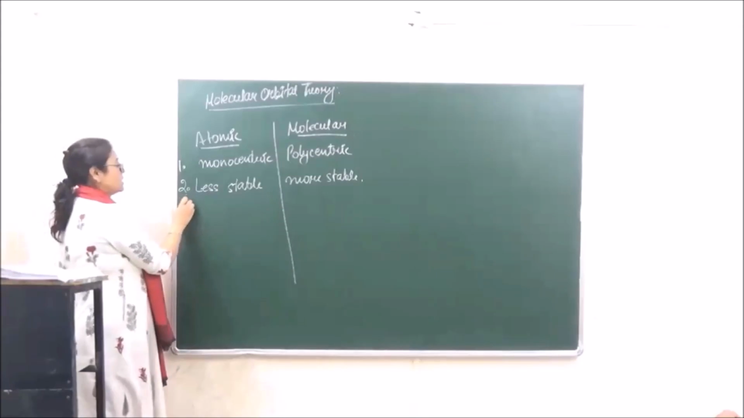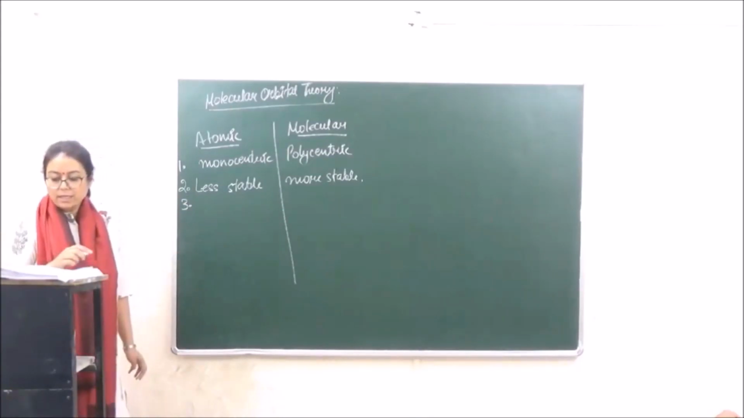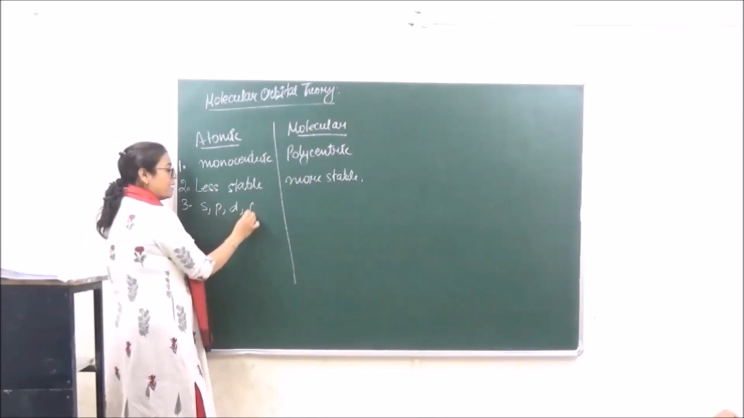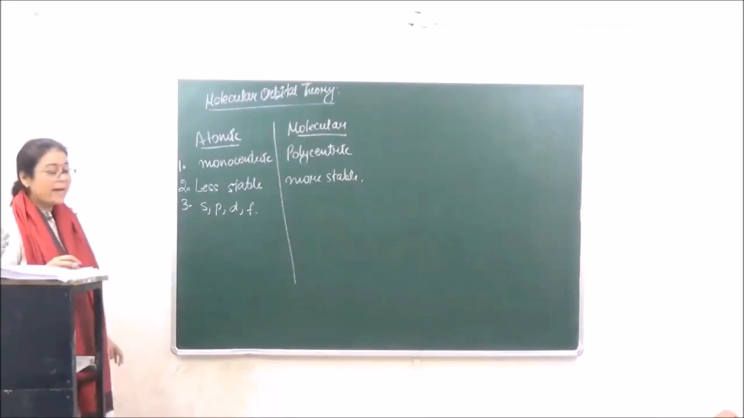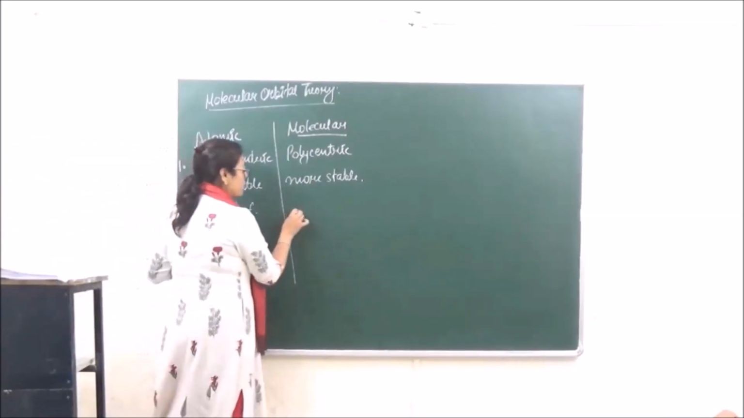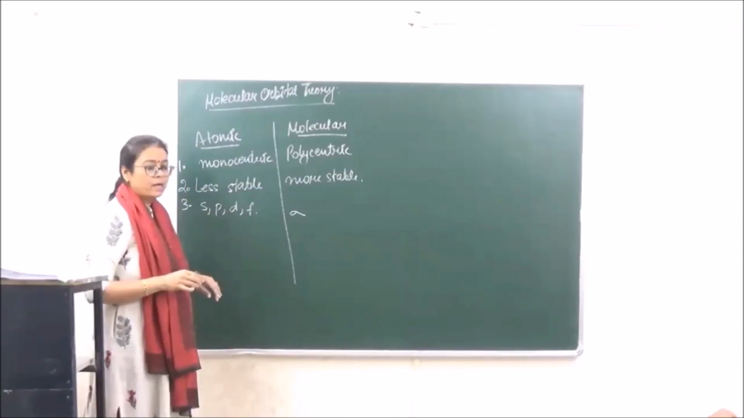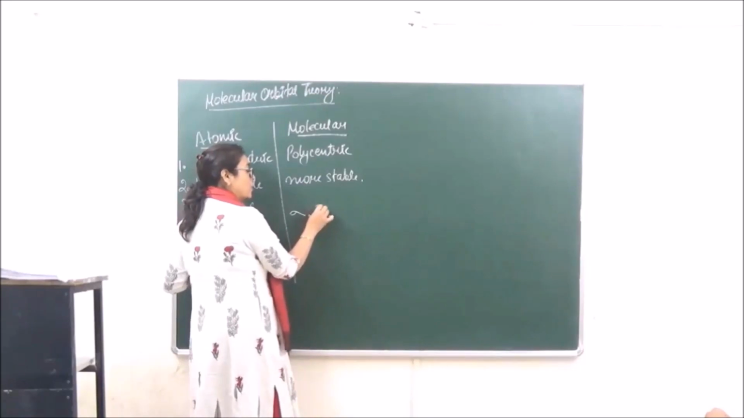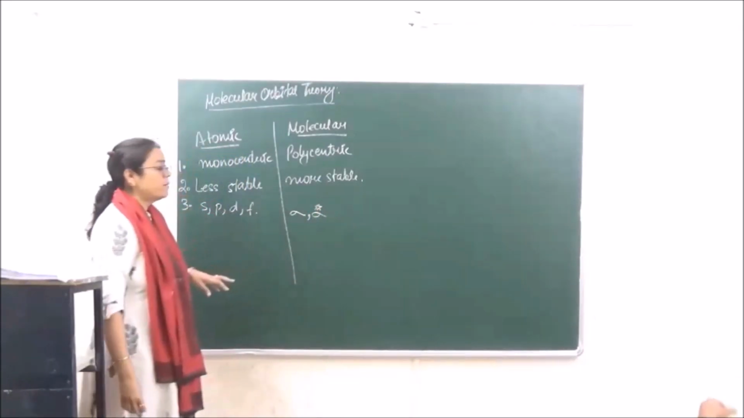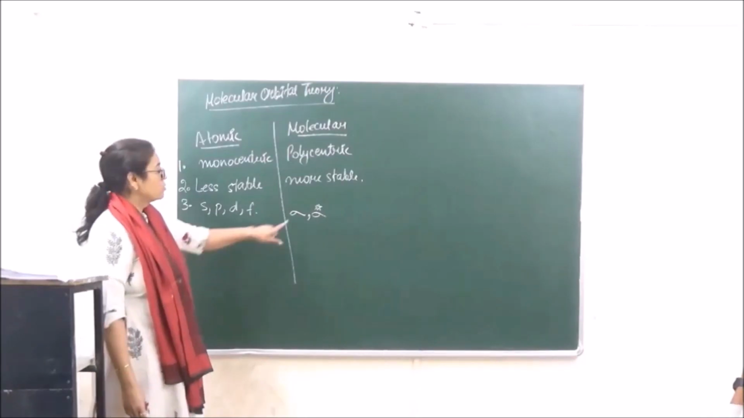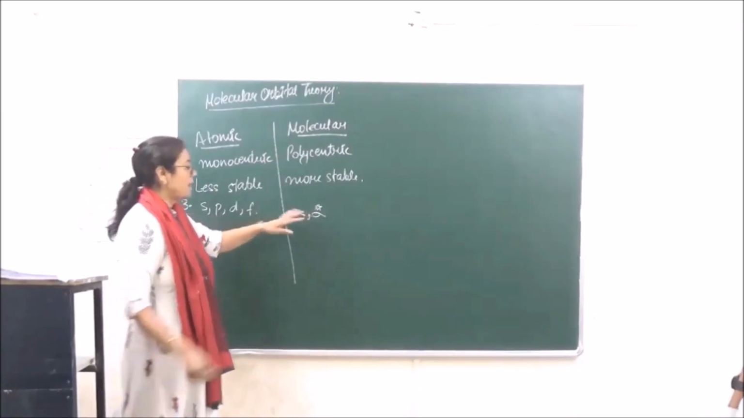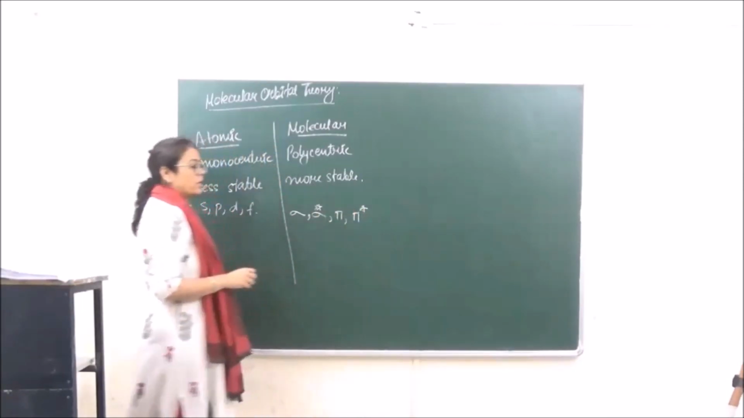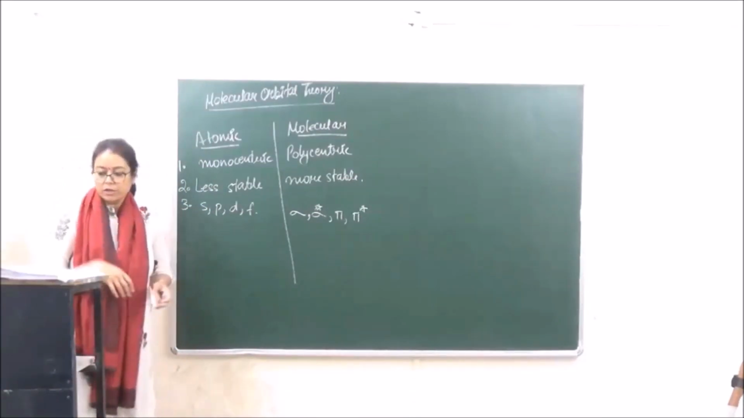Then number 3, the atomic orbitals are designated as S, P, D and F. These are the atomic orbitals, whereas in case of molecular orbitals, we are going to talk of sigma bonding molecular orbital and sigma anti-bonding. When we denote anti-bonding, we have to put a star. Okay, so this is sigma bonding, sigma anti-bonding, pi bonding and pi anti-bonding. So these are the differences between atomic and molecular orbitals.